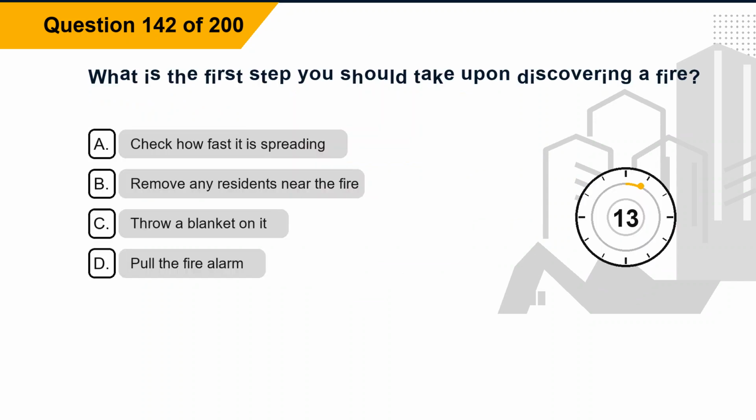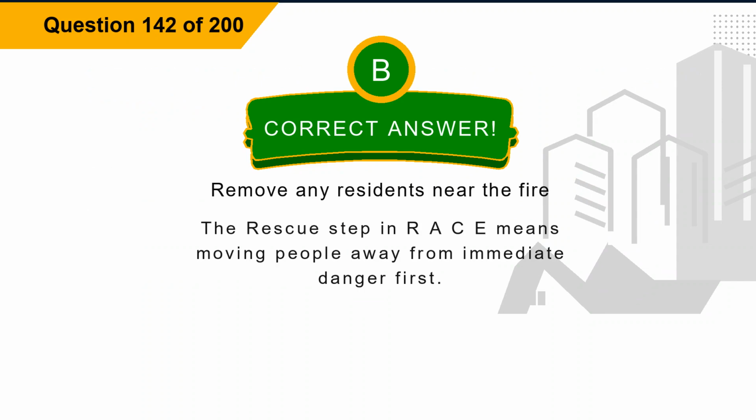Question 142. What is the first step you should take upon discovering a fire? Option A, check how fast it is spreading. Option B, remove any residents near the fire. Option C, throw a blanket on it. Option D, pull the fire alarm. The correct answer is option B, remove any residents near the fire. Explanation. The rescue step in our ACE means moving people away from immediate danger first.